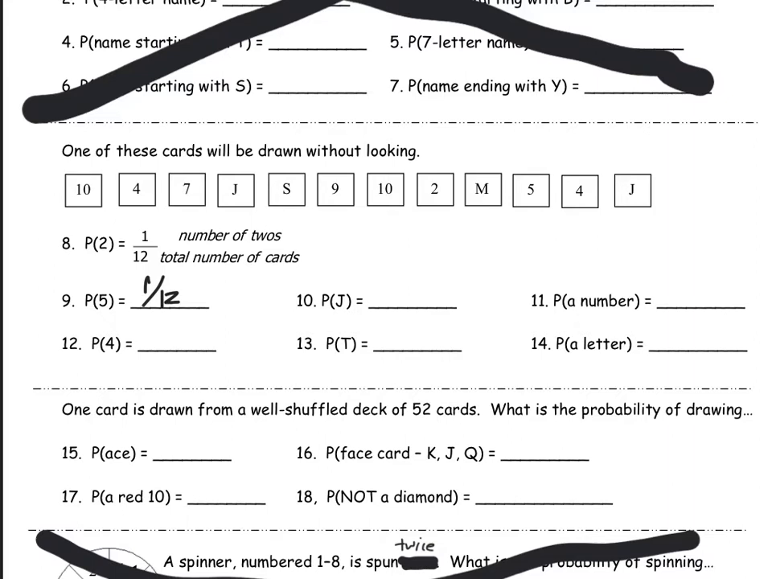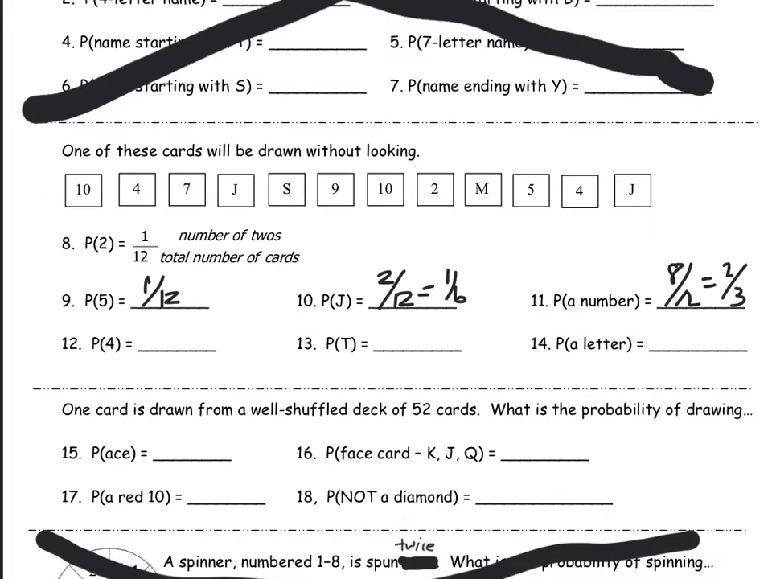Okay, problem number 10. What is the probability of me drawing a J? I look at my list and I see 2 J's out of 12 cards. If I reduce that, that'd be 1 out of 6. Again, I'm looking for the number of things that we have divided by the total number of things. In number 11, what's the probability of it being a number? As I look at my cards, I see 1, 2, 3, 4, 5, 6, 7, 8 numbers. So the probability of drawing a number is 8 out of the 12 total, which, if I reduce that, gives me 2/3.